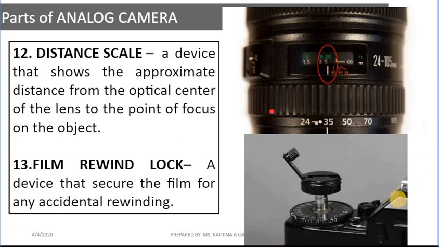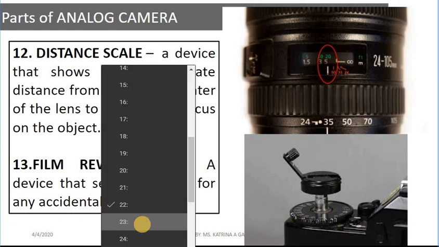Then, we also have the film rewind lock. Ito, a device that secure the film from any accidental rewinding. Kasi, meron to, katulad nito, yung nasa gilid niya. That is the film rewind lock. Para hindi natin accidentally na-rewind. Kasi iniikot po yung film eh. So, there are chances na sometimes yung iba, naiikot nila or nababalik nila yung film doon sa mga hindi nagamit. So, malilito ka na. Hindi mo na alam if sira na ba tong frame na to or nagamit mo na. Yun lang. So, that is a film rewind lock.